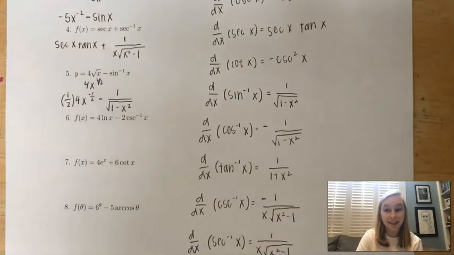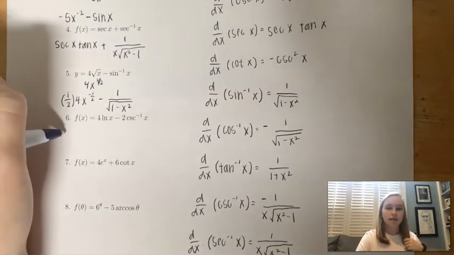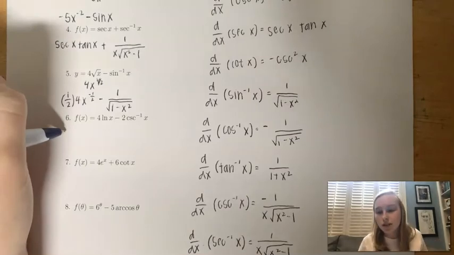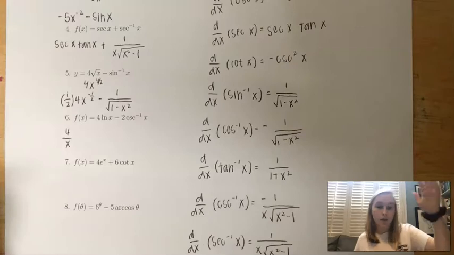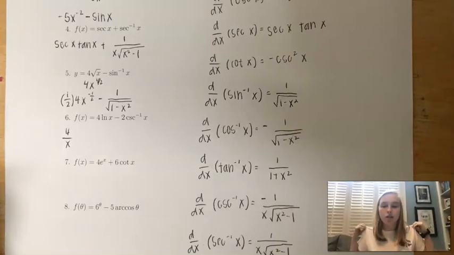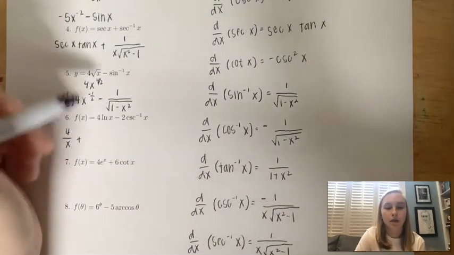Okay, number 6. I hope this is helping you guys. So number 6, this is just another kind of derivative we have to memorize. The derivative of the natural log, ln of x, is just 1 over x. That's just one you have to know. So in this problem, 4 is a constant. Like it is with all the other ones, it's attached to a function, so you just leave it the same. It's just 4. And then 4 times 1 over x, I just wrote as 4 over x.